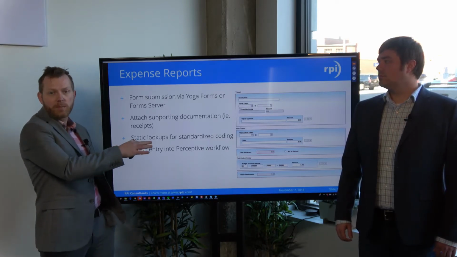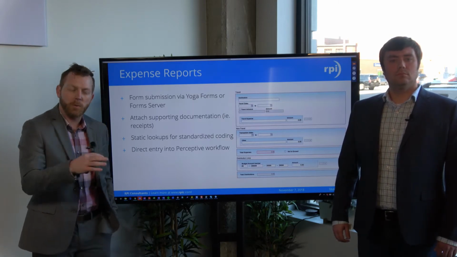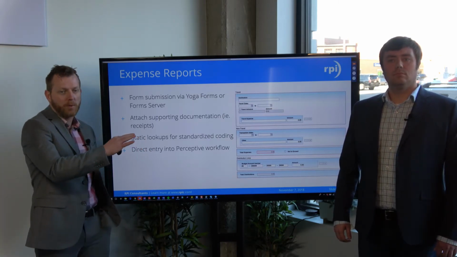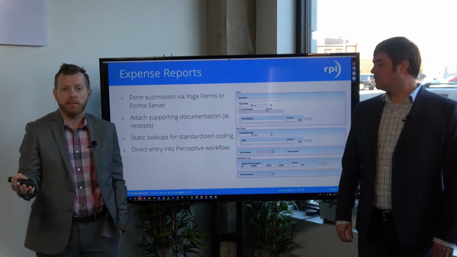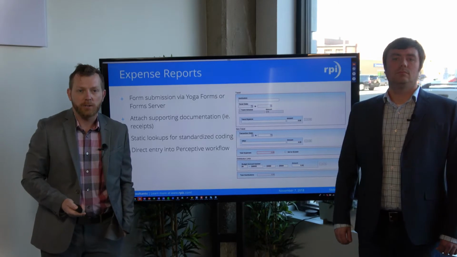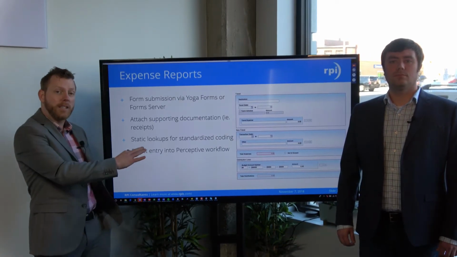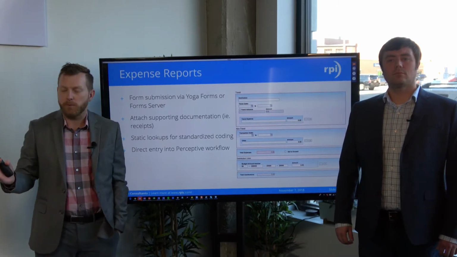These can be from lookups essentially, but your coding for expenses typically doesn't change that much, but we can reference an ERP or a static lookup or anything like that to basically get that airfare expense cost, or what does this actually need to be charged to. That can be done within Perceptive workflow, or it can be done on the front end.